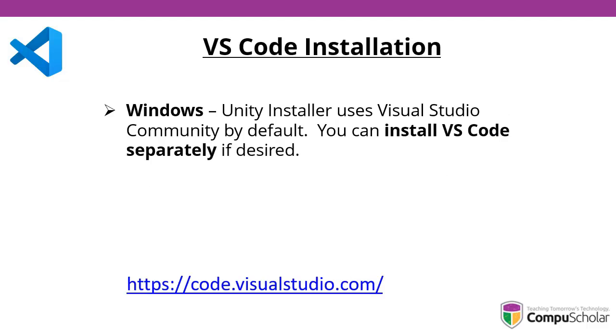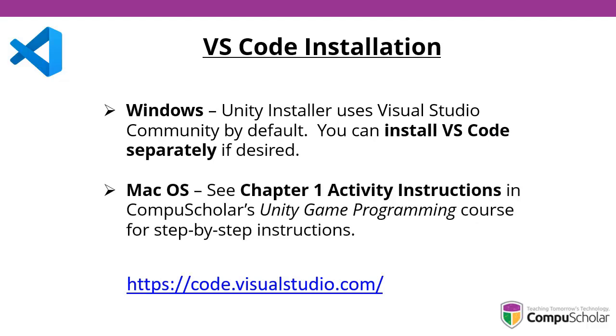Okay, let's do a quick walkthrough of the installation process. Again, as a Windows user, you're going to have Visual Studio Community by default, but what we're going to do is show you how to install Visual Studio Code separately if you want to use that for Windows. And then for Mac OS users, we do have detailed installation instructions. See the Chapter 1 activity within our Unity game programming course if you're a Mac user, and that will walk you through installing Visual Studio Code step by step after you've installed the Unity IDE.